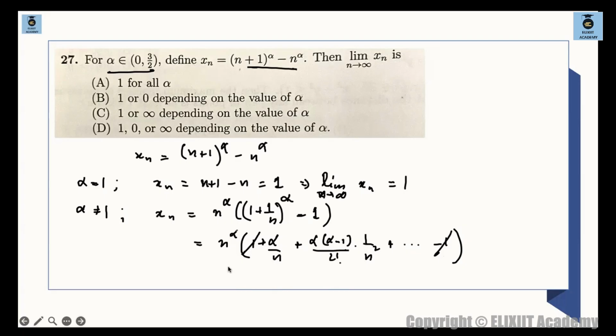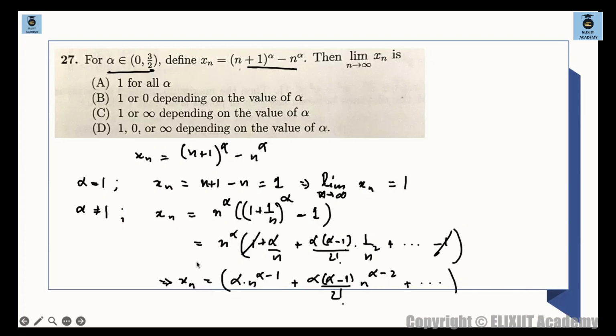What is the reason for doing this? Once you take n tends to infinity, first of all, you simplify this. Multiplying, this becomes alpha times n raised to the power of alpha minus 1, plus alpha into alpha minus 1 upon 2 factorial times n raised to the power of alpha minus 2, and so on. This is what we are having in general.